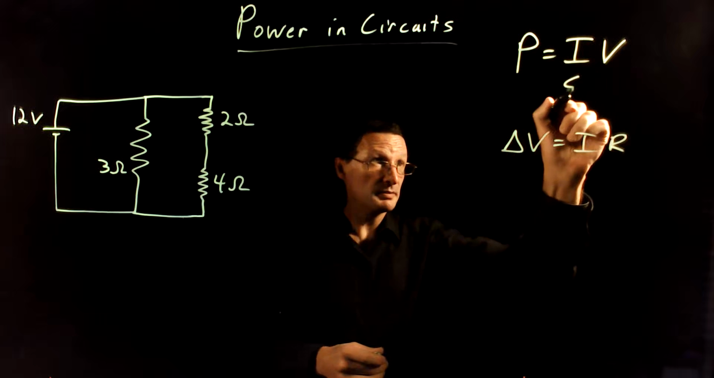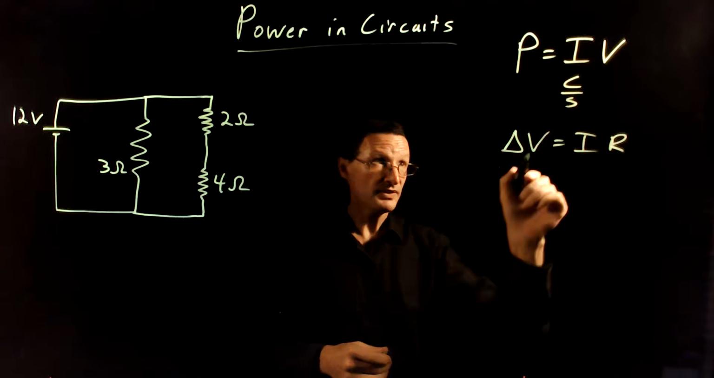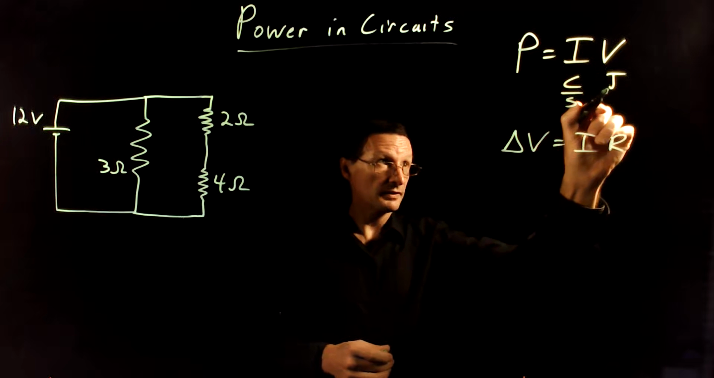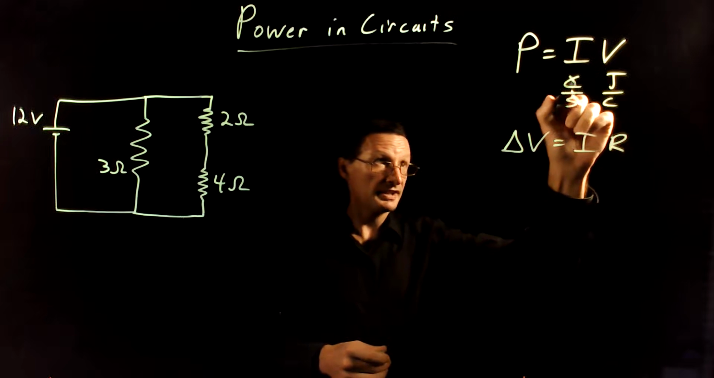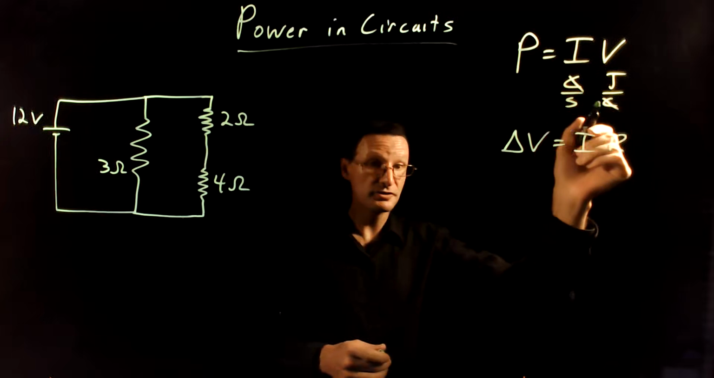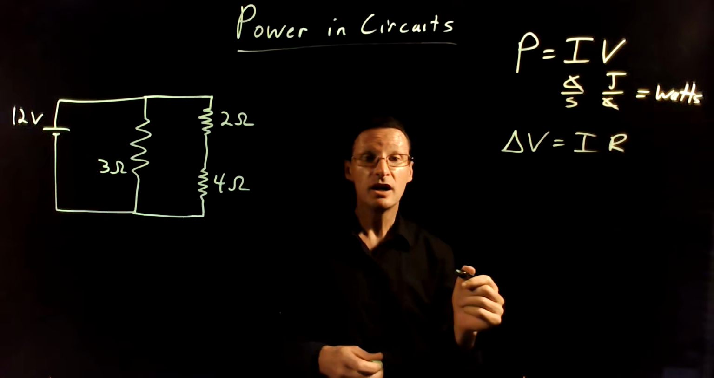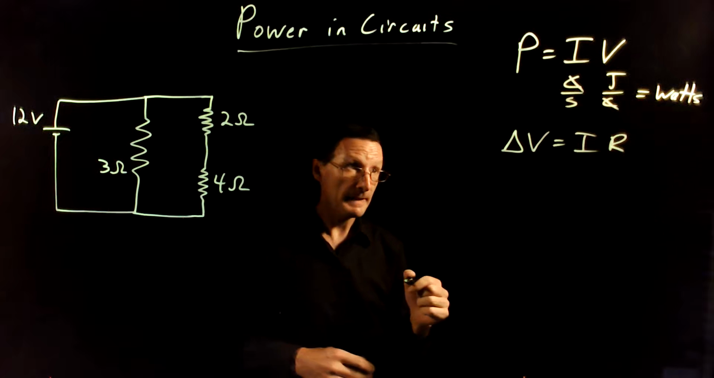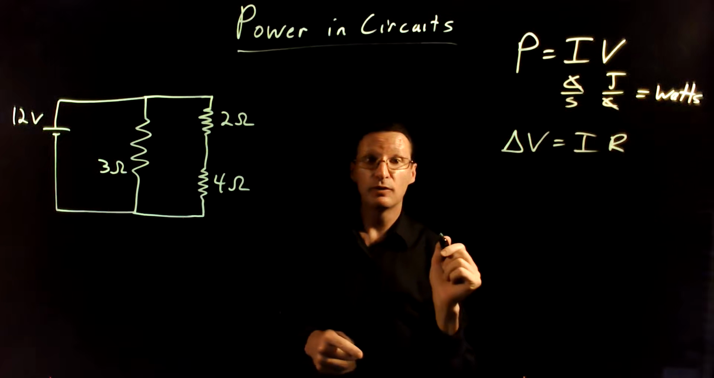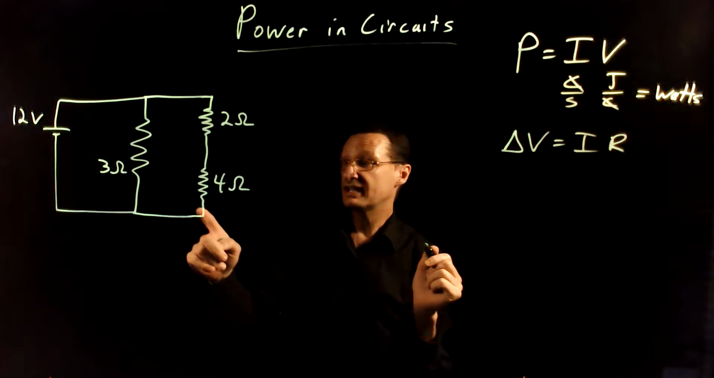Now, current is going to be measured in coulombs per second, and voltage is going to be measured in joules per coulomb. And so the coulombs are going to cancel, and you're going to get joules per second, which is a watt. So the units of this power are watts. Now, you can use this for many different circuit elements.